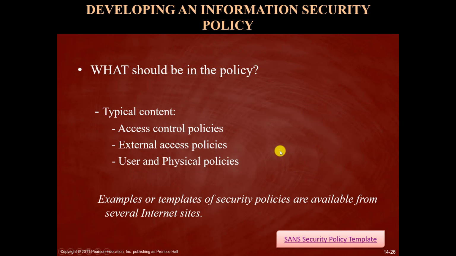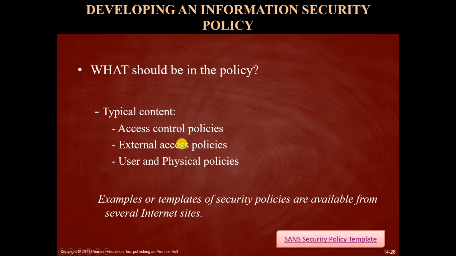So, what are the typical contents of the policy? Well, typical contents include access control policies, which outline who has access to what, under what conditions, with what precautions. Especially access control policies are important for external users, so external access policies need to be outlined as well.